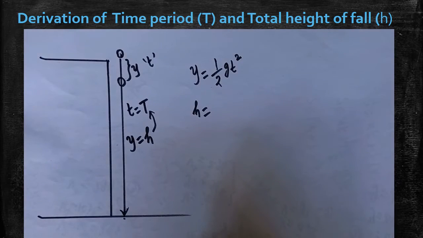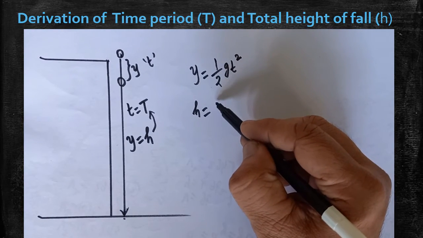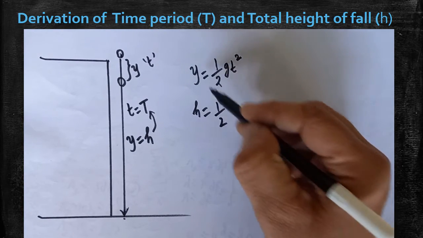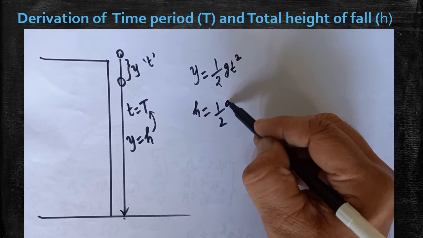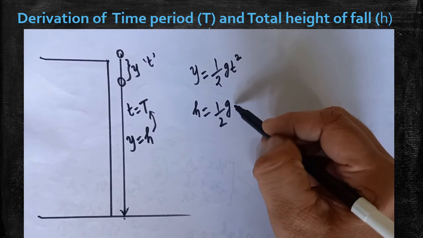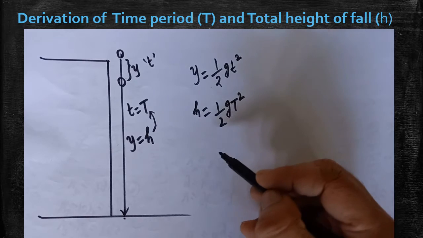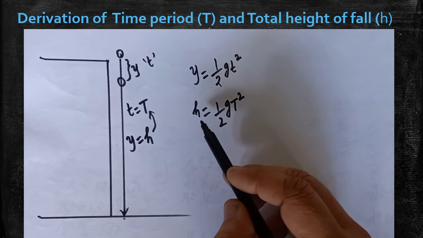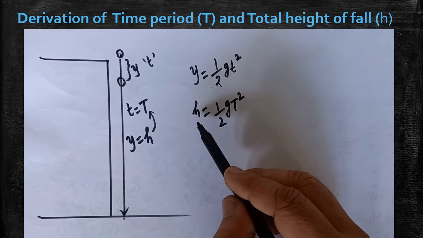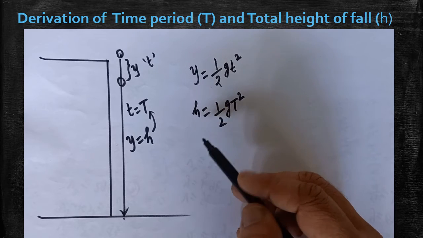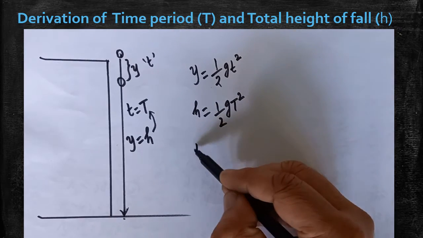Understood? So therefore, instead of y, h is substituted, h is equal to half g t square. Now from this you can calculate height. If time is known, height can be calculated. Otherwise, t can also be calculated.